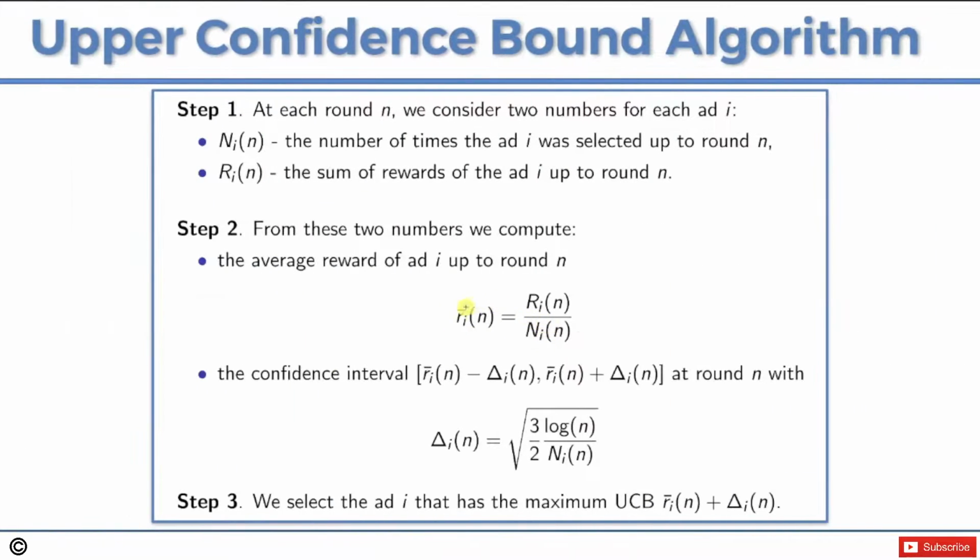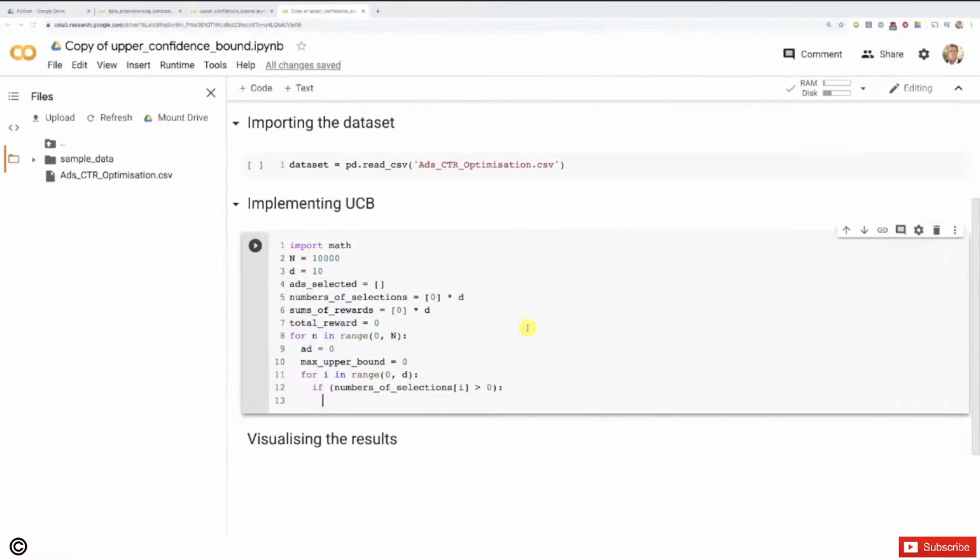First, let's create a new variable for this, which we're going to call average reward, because this corresponds to an average of the reward, because it is the accumulated reward here of this add I up to round n divided by the number of times it was selected. So that's nothing else than an average. And therefore, let's create a new variable here, which we're going to call average underscore reward.